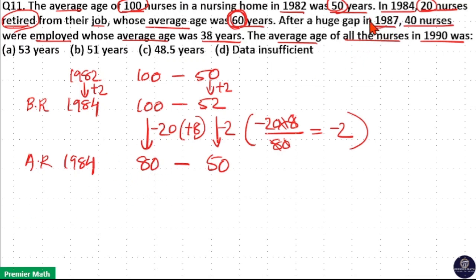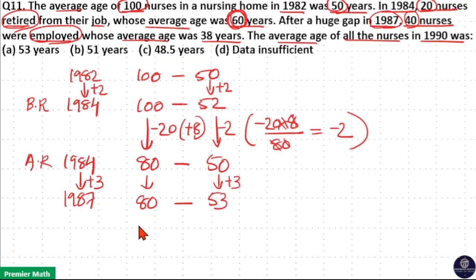Now, in 1987, 40 nurses were employed. So, I will consider before employing these 40 nurses. That is, in 1987, before employing these 40 nurses, there were 80 people. And average age of these 80 people will become 53 because there is a 3-year increment, 84 to 87. So, average also increases by 3. 50 plus 3, 53.